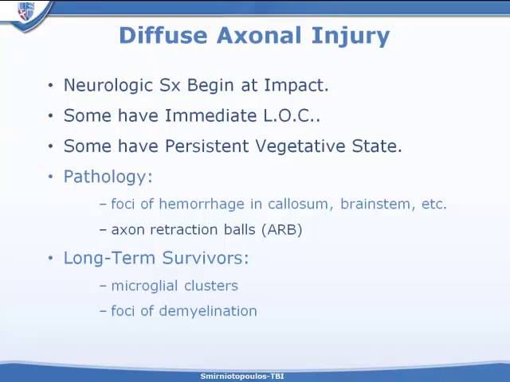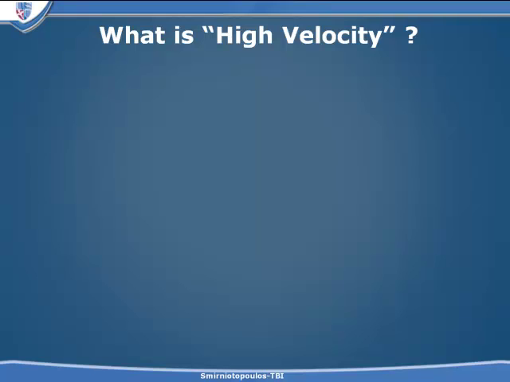If the patients survive for more than 24 hours after one of these traumatic axonal injuries, histology of the brain at autopsy may demonstrate foci of hemorrhage involving the classic locations of the corpus callosum and brainstem, and we may be able to see that axoplasmic flow has pushed cytoplasm out of the truncated or torn end of the axon, producing an axon retraction ball. Longer-term survivors will demonstrate foci of demyelination, and there may be an influx of astrogliosis to produce microglial clusters around the sheared axon.